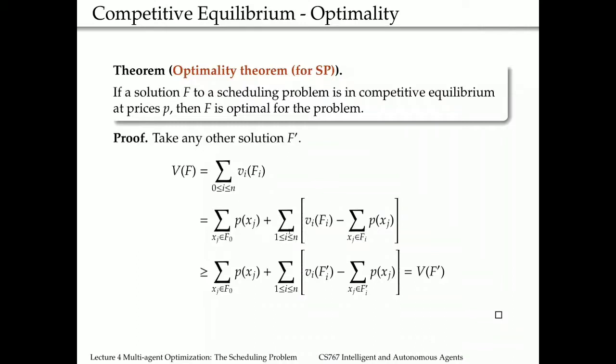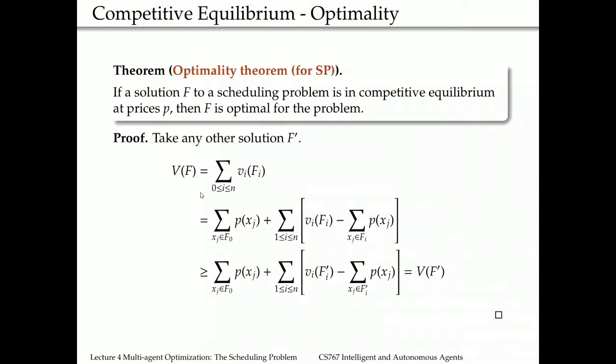And just like in the assignment problem, in the competitive equilibrium for the scheduling problem, we still get this optimality. So if a solution F is in competitive equilibrium at this price, then F is necessarily optimal for the problem. So this is really, really good, because just like in the assignment problem, we have this direct connection between the locally optimal decisions of the individuals and the global optimal solution for the whole set of agents. And the proof is in fact not very difficult.